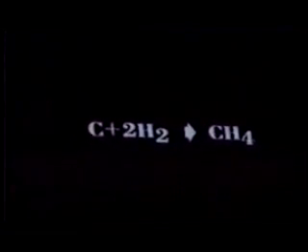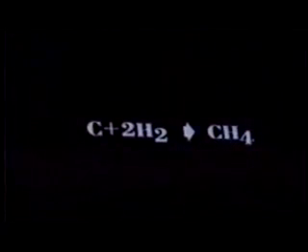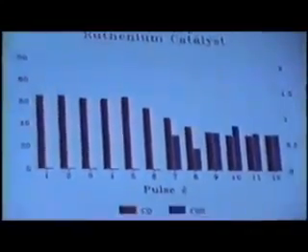Now, after the test, we titrated the deposited carbon in the form of CH4, and we found that the amount of CH4 agreed with the amount of CO2 we made, which confirmed that the stoichiometry of the Boudouard reaction was what's occurring here.